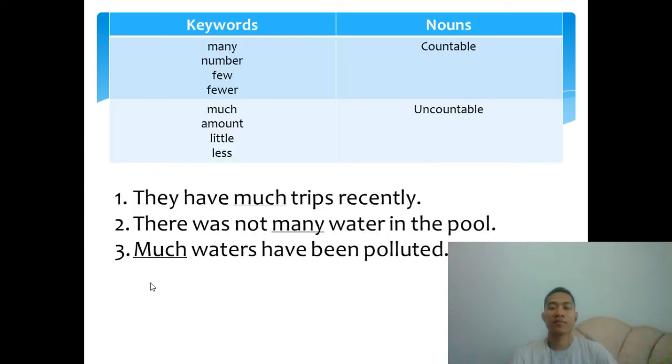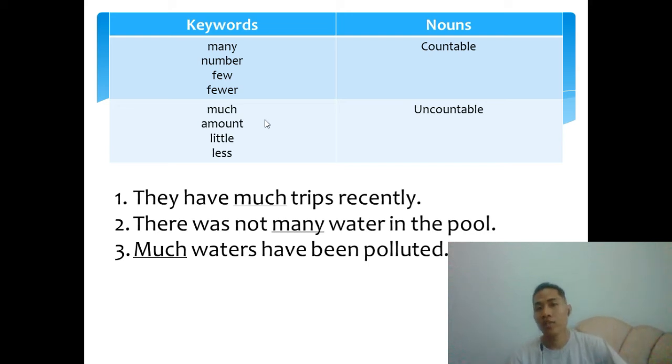Okay, now again, if you look at the left side here, the keywords. If you see many, number, few, and fewer, they must be followed by a countable noun. While much, amount, little, and less must be followed by an uncountable noun. So book, for example. Book is countable. We need to say many books, a number of books, few books, fewer books. And much, money, for example. Money is something that you use to buy something.